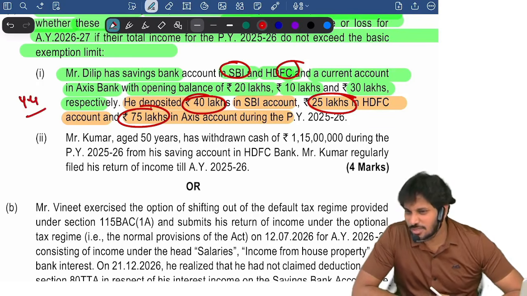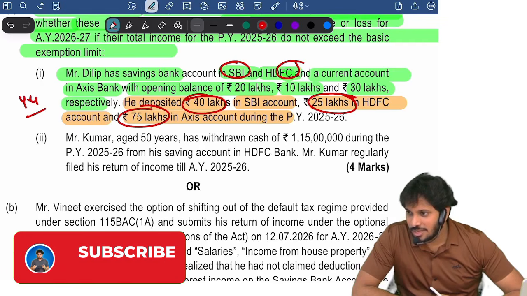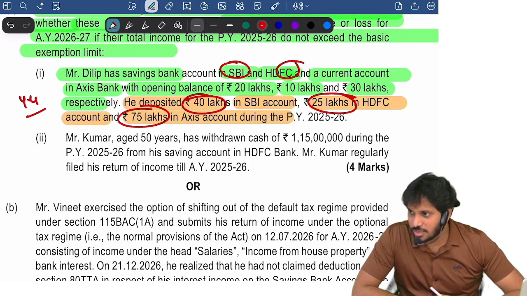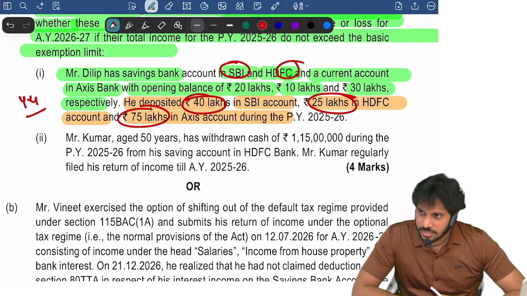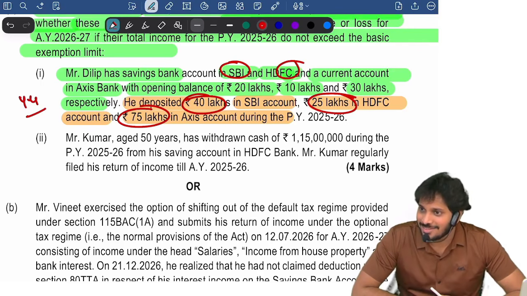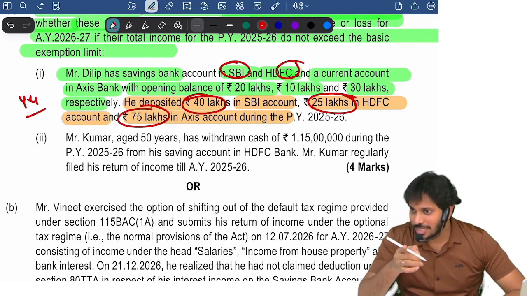Let's check the answer once. Yes, correct only. Deposit in savings accounts. It may be one account or multiple accounts, doesn't matter. All savings accounts put together. See, the intention of the law, understand. If at all you are dealing with huge money, then you must file IT return. That is the intention of the law.